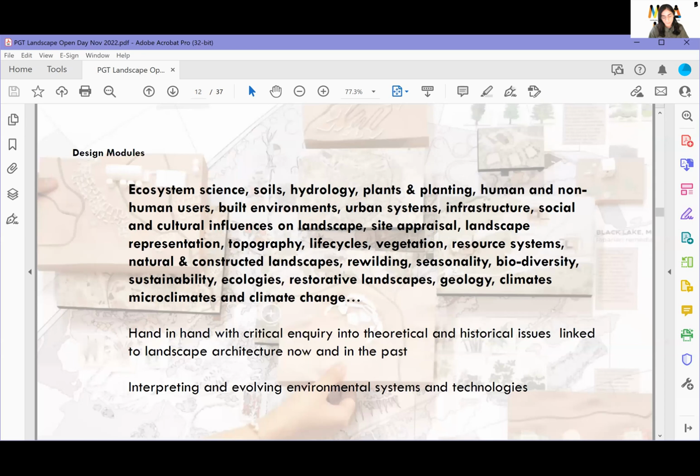And to give you an idea of what some of the design projects tackle, this is a bit of a dump of words, but you can see some of the issues that the students tackle through their design projects. So things like ecosystems, hydrologies, landscape representation, life cycles, it goes on and on and on. And hopefully you'll be adding to this list with your own interests and initiatives of things you want to tackle. And as said here, this goes hand in hand with your theoretical and history issues, which are also linked to your environmental work. So you can see these three things coming together quite closely to help you form a really unique position across the 1 or 2 years of study.